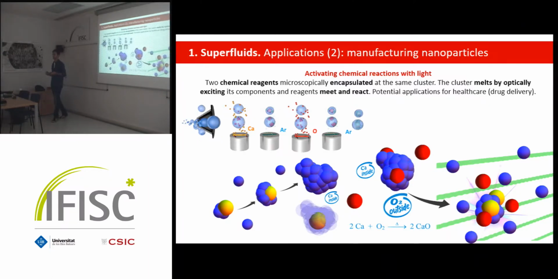chemical reaction. So once you collect all these particles, you can activate the chemical reaction any moment you want with light. You just need to melt the argon layer in order to let the calcium and the oxygen react together. And this is quite useful, for instance, for healthcare, in order to design drugs that react at the very moment you decide, so that you can activate this reaction any moment, but also for defense, making controlled chemical reactions activated by light.